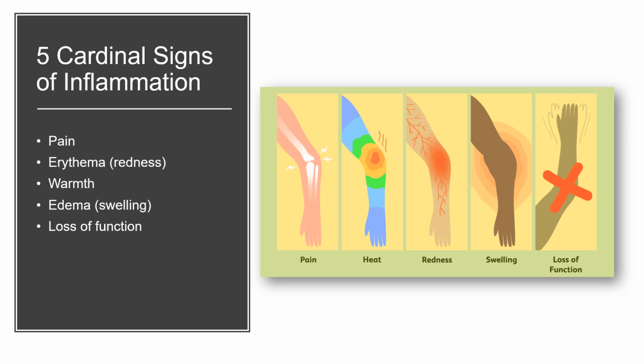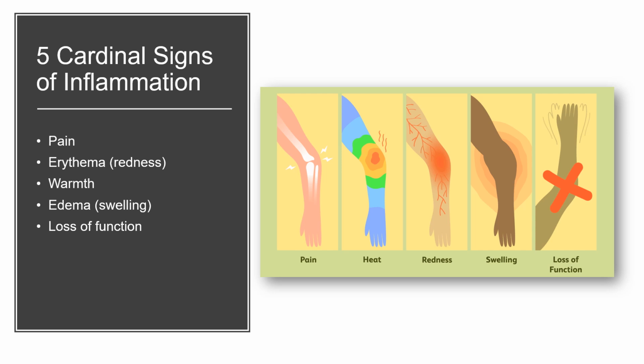Erythema or redness, this is because of hyperemia. This means there are more red blood cells being drawn to the area and you get a localized redness. The warmth is for the same reason. You have increased circulation to that area of blood, nutrients, oxygen, because that's what we need to heal, and you feel that warmth. Then we have edema or swelling.